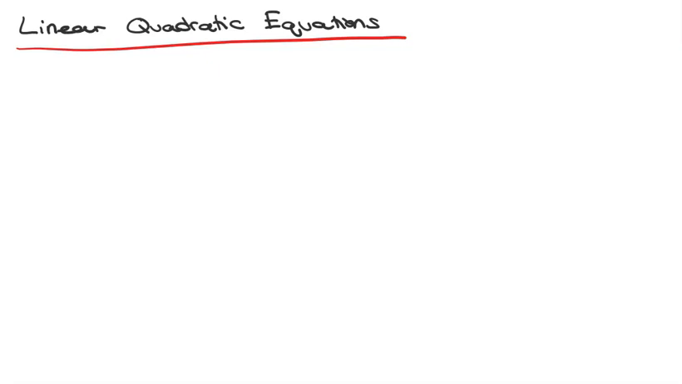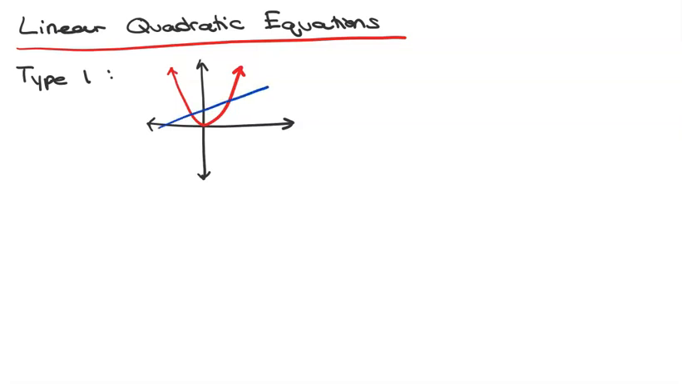The first type, I'm going to just call it type 1. Type 1 is when we have a parabola, and then we have a line that goes through the parabola, and it intersects the parabola at 2 points. So we'd say for type 1, we have 2 intersection points.